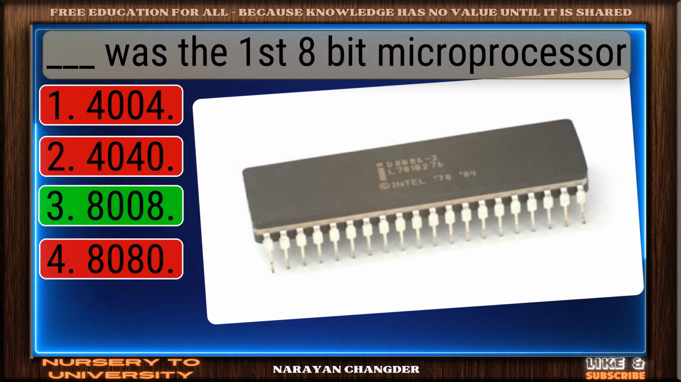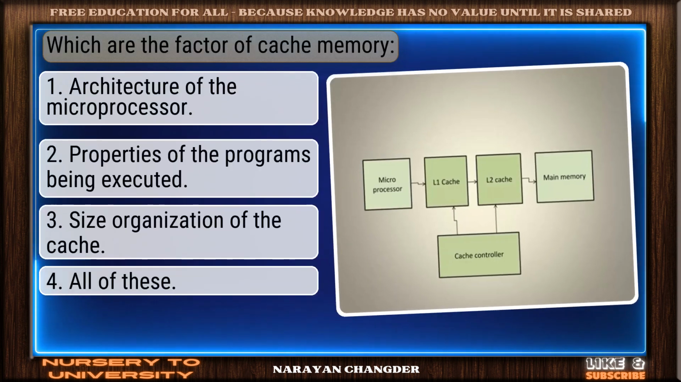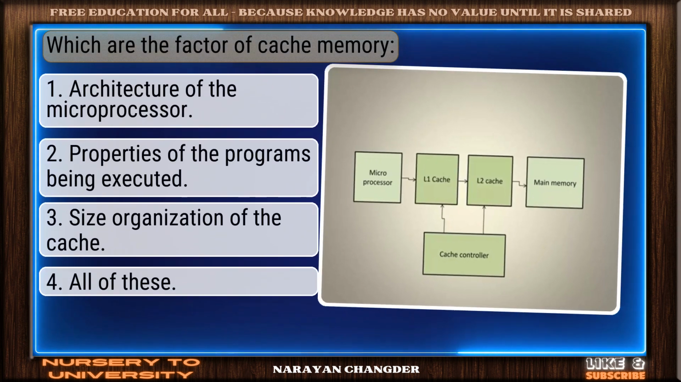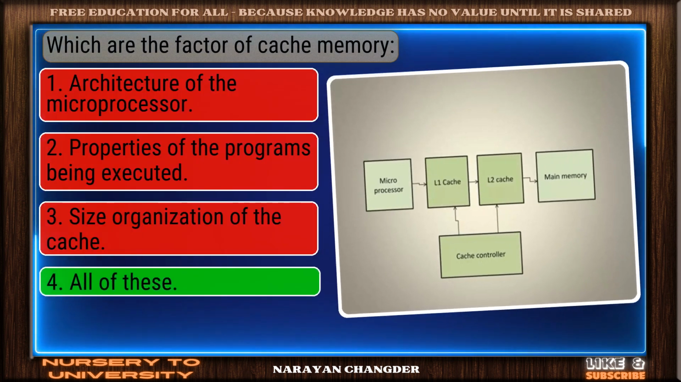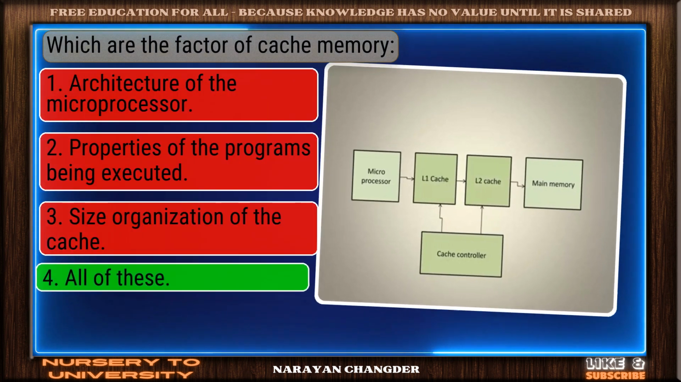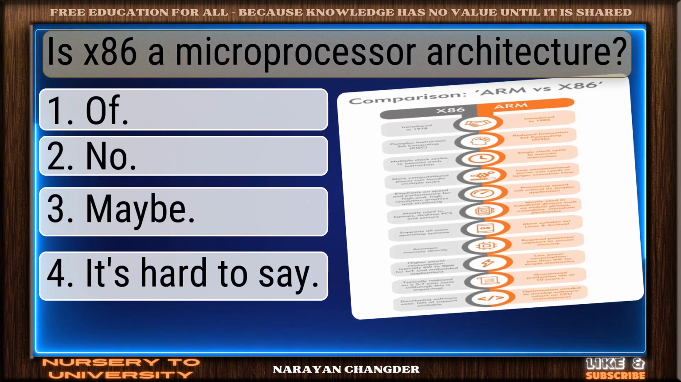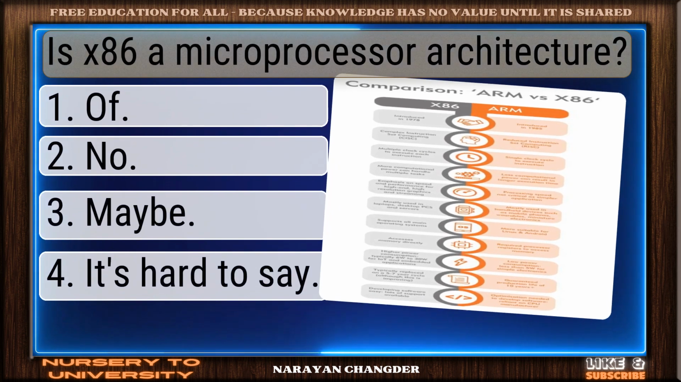You got it. Your choice 2008 is right. Question number 49. Which are the factor of cache memory? Smart move. All of these is an accurate answer. Question number 50. Is x86 a microprocessor architecture?